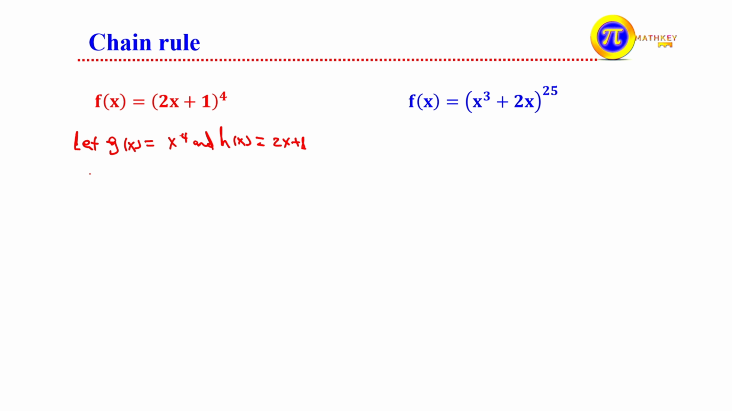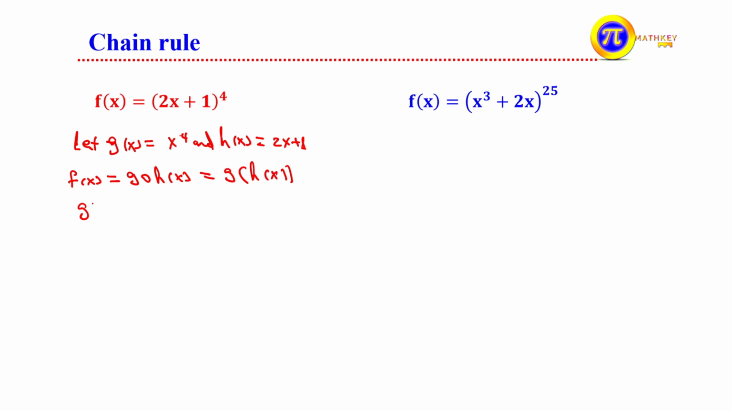From this we can express f of x as a form of what? Composition of g and h of x. This is equal to g of h of x, which we call g at h of x. So to find this derivative we have such form.